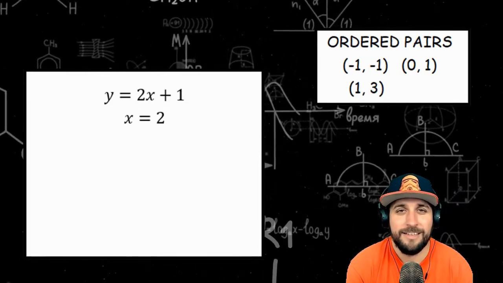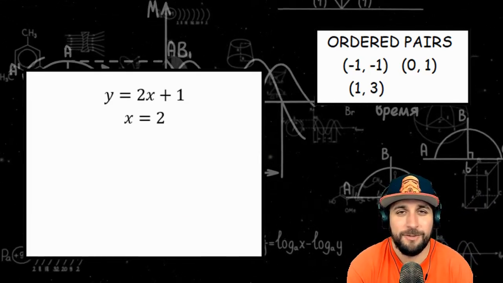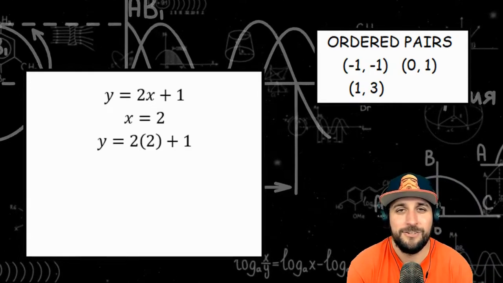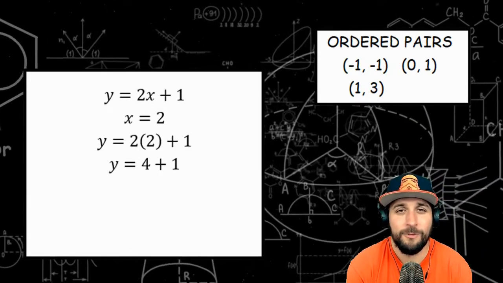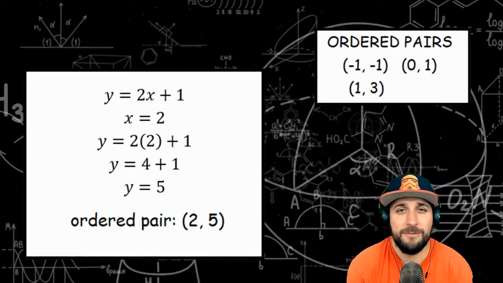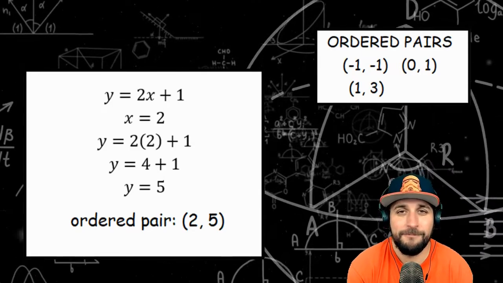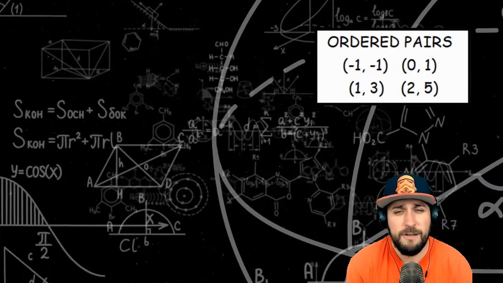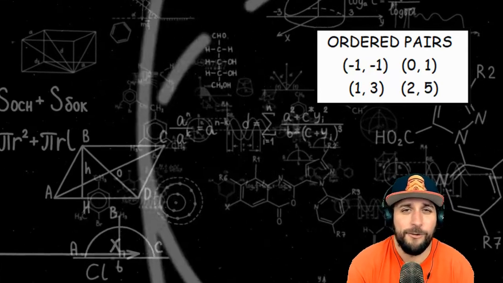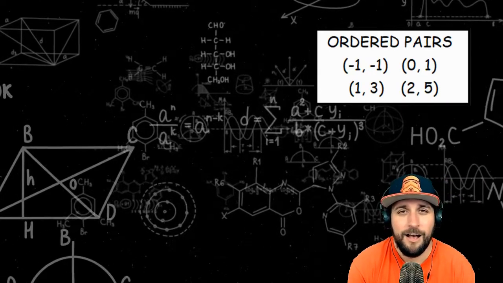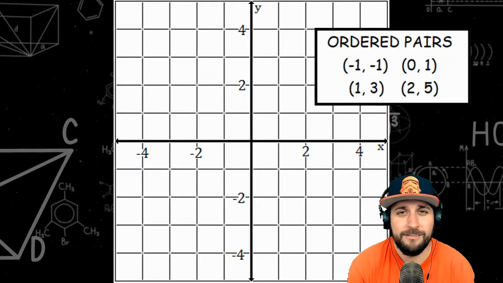And last one it asks for is 2. So when x equals 2, I plug a 2 into my equation. 2 times 2 is 4. 4 plus 1 is 5. So when I plug in a 2, I get out a 5. So for my 4 input values, I've generated 4 ordered pairs. I'll plot them on my graph provided.